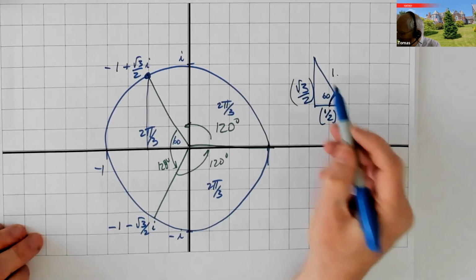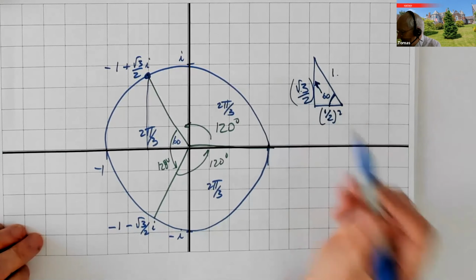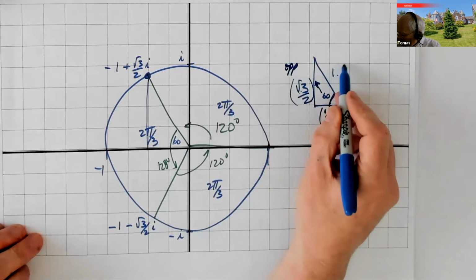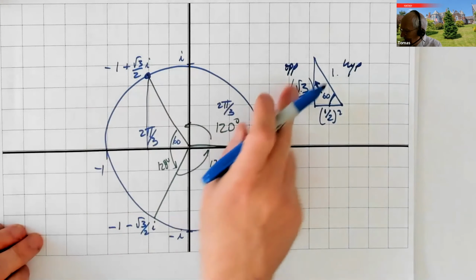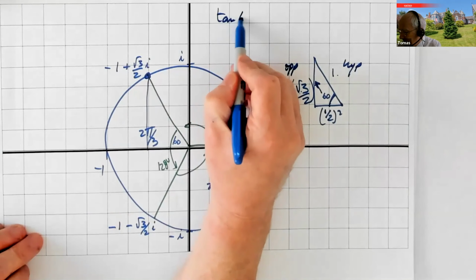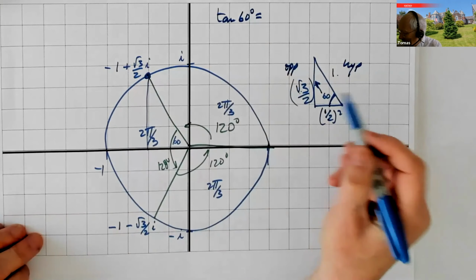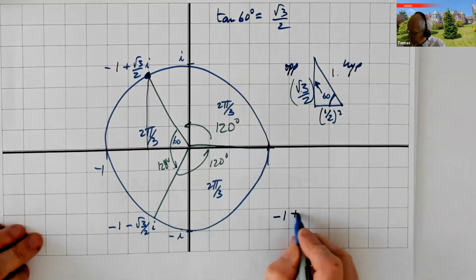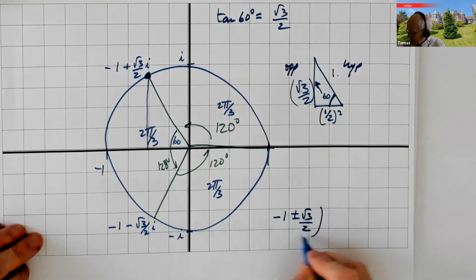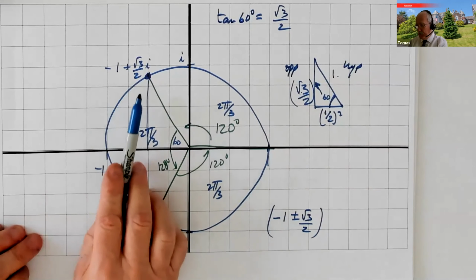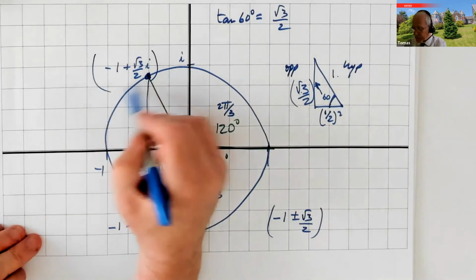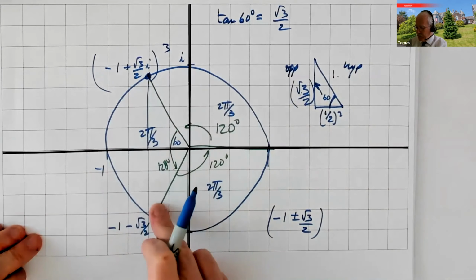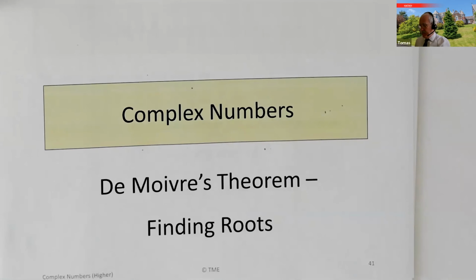If we look at it there, opposite to 60 is this side here, so this must be opposite. This must be the hypotenuse. So tan of 60 is root 3 over 2. I can look that up. So that's basically what we're finding there, is that minus 1 plus or minus root 3 over 2 i is a complex number. And we'll show later that if we actually cube that, we'll end up with 1, 2, 3. It'll be a root of 1. So let's start de Moivre's theorem.